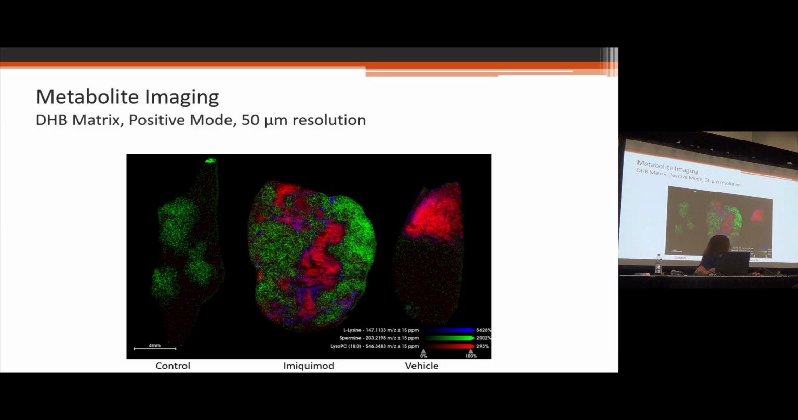So shown here, and for those of you who can't read it, we have lysine in blue, spermine in green, and a lyso-PC in red in these 3 different samples. And the 3 samples are a control. These are, again, those same rabbit livers that I showed you that we did the other study with, used for this study as well. So we have a control sample that was untreated. These are treated with drug-eluting beads to deliver the drug to the tumors. And this sample is vehicle. These are beads that have no drug in them. And then in the middle, they were treated with beads that were loaded with the imiquimod drug.